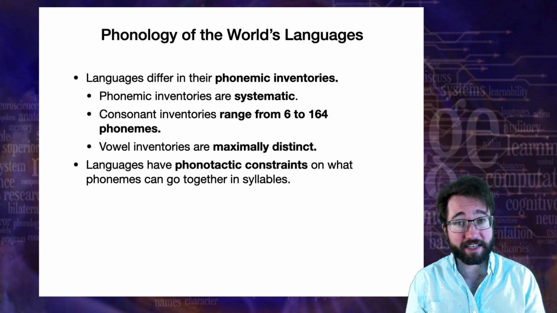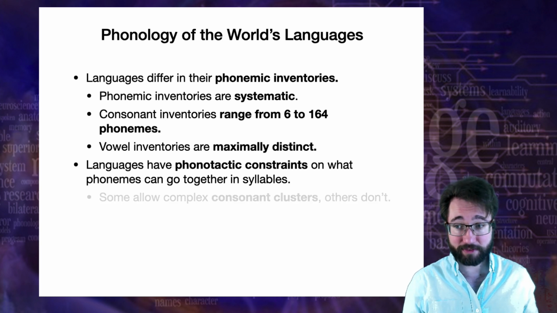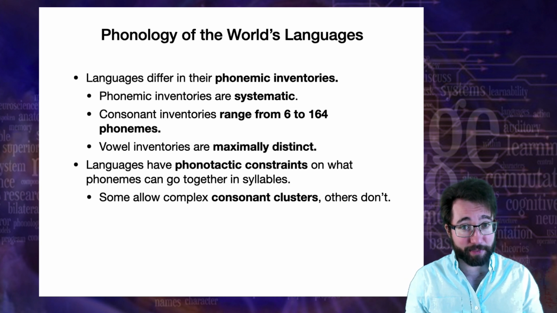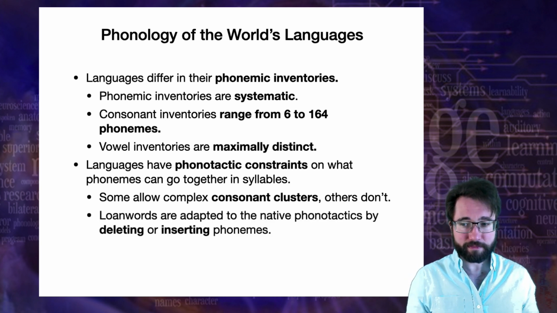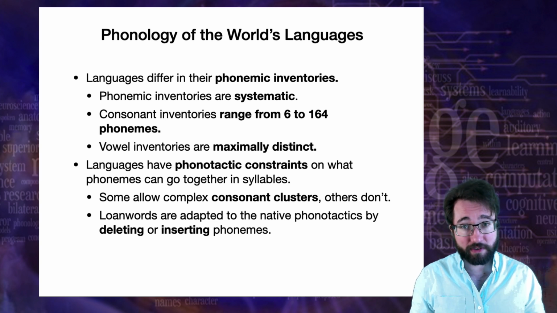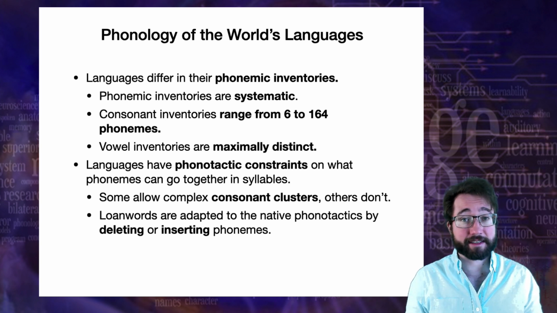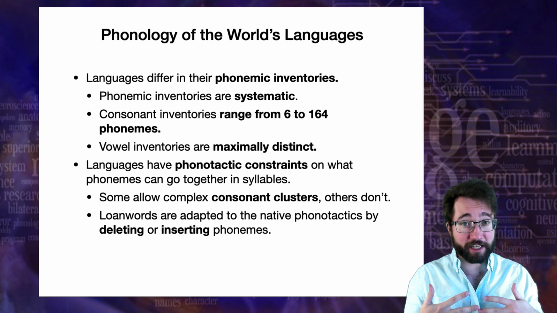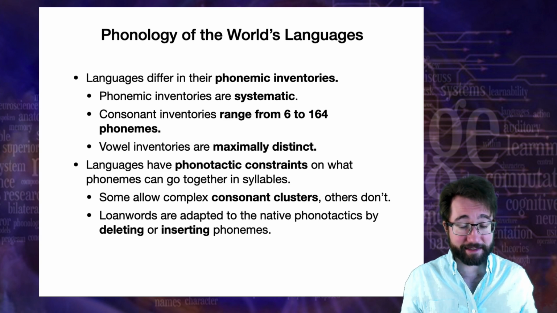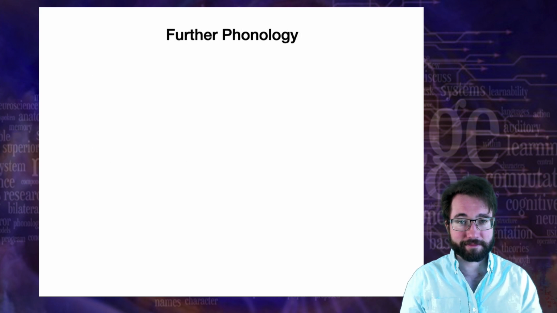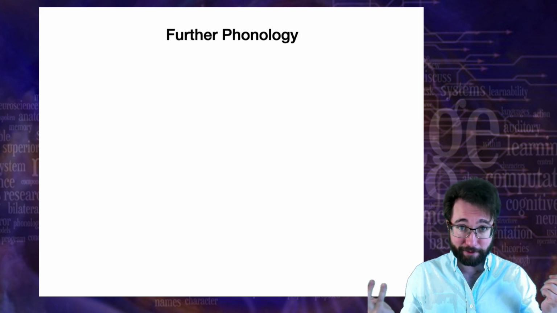We've seen that languages have phonotactic constraints on what phonemes can go together in syllables. Some allow for complex consonant clusters, like English, and other languages don't. And loanwords are adapted to native phonotactics either by deleting or inserting phonemes until you get something which fits the native language phonotactics. So that's it for phonology.